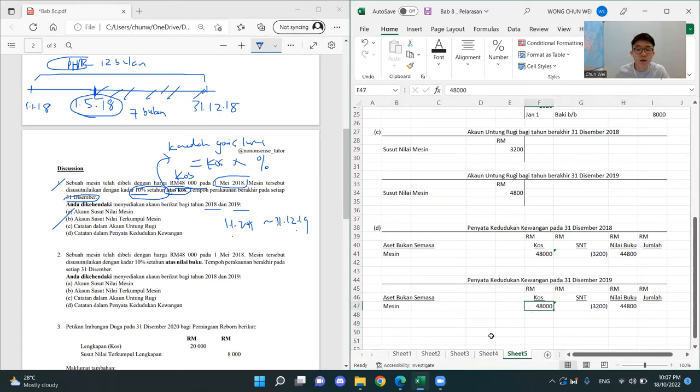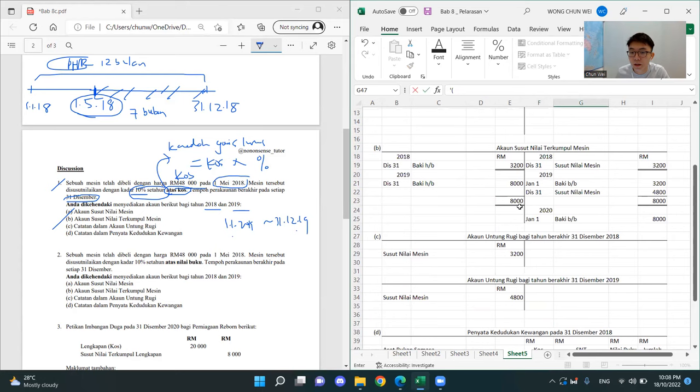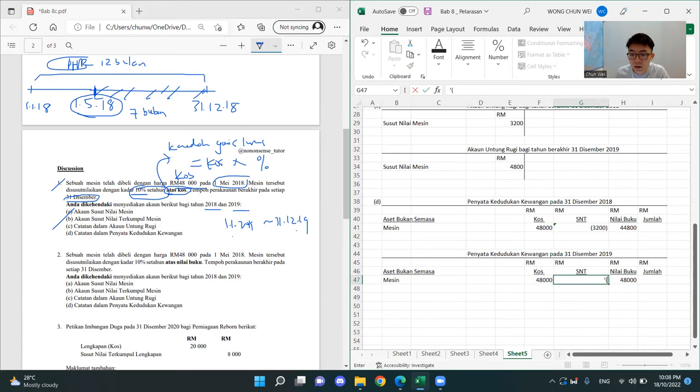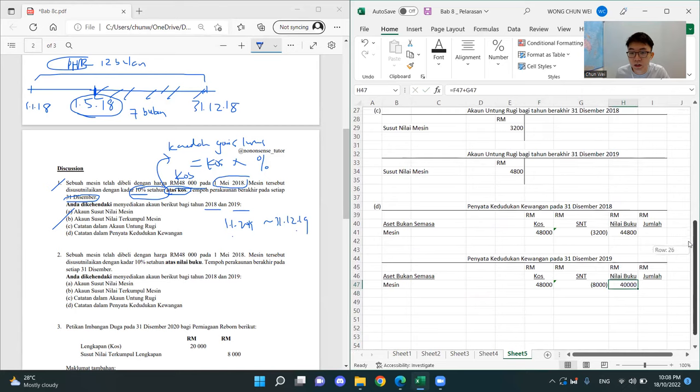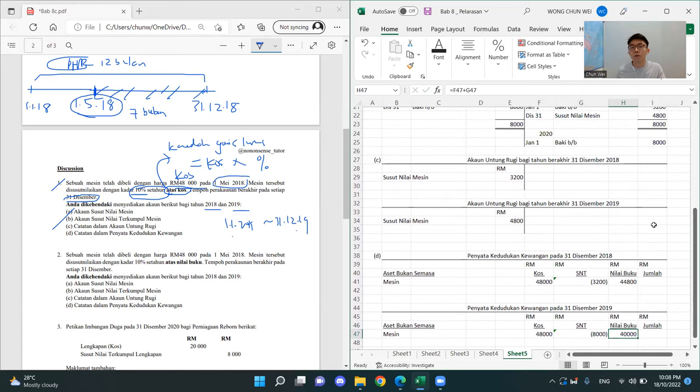So the cost will be 48,000, same. I told you the cost is always the same. That's the price that we bought with, all right, 48,000. But the SNT will be different. So for this year, how much is the SNT? The SNT, you look at your Baki BB or the HB here for 2019, 8,000. So you minus 8,000. Then your nilai buku will be 40,000 for 2019. So this is how you record for your susut nilai dalam the accounting rugi and your PKK.